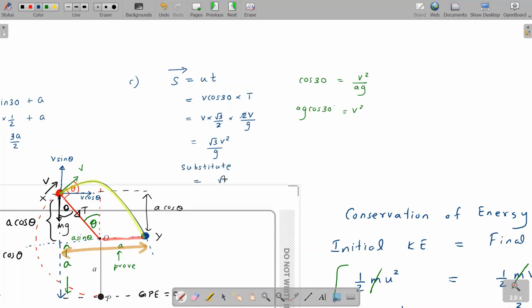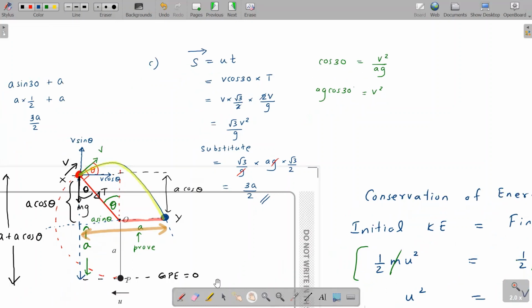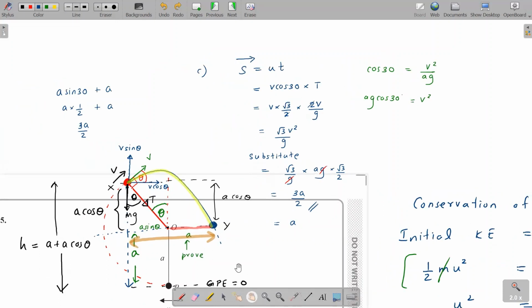So root 3 over g, v square is ag cos 30, and cos 30 is again root 3 over 2. So g cancels, root 3 into root 3 becomes 3a over 2, which is our show that. So when it travels a distance 3a over 2, which you can say is half a plus a, right? So a sine 30 plus a, we just showed. You have to show this value also, right?